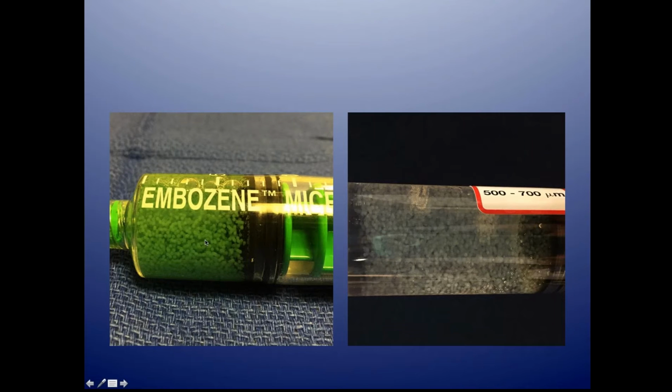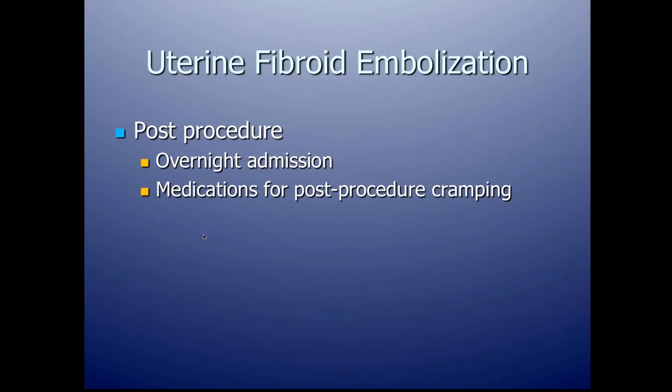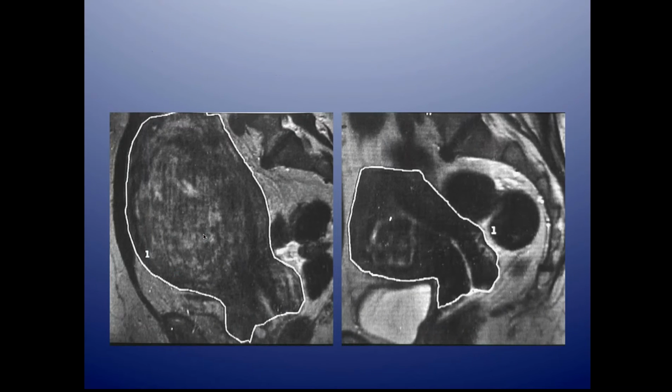These are calculated so that we know the exact size we need to use in the patient, based on what we see when we inject the X-ray dye. They will be delivered through the catheter to block the blood flow. Generally for most patients, it's an overnight admission, an outpatient observation, and they'll stay in the hospital overnight. We do give medications because there's frequently cramping after the procedure, and patients are kept very comfortable until the next morning. They're discharged and they go home just on some oral pain medications.